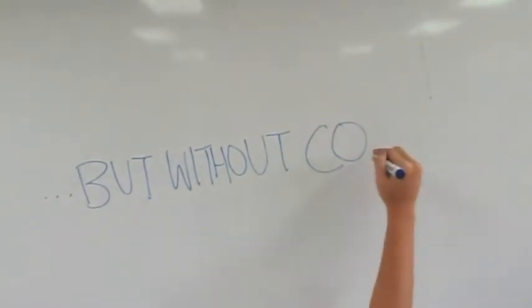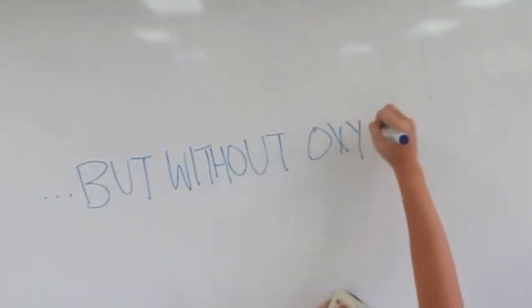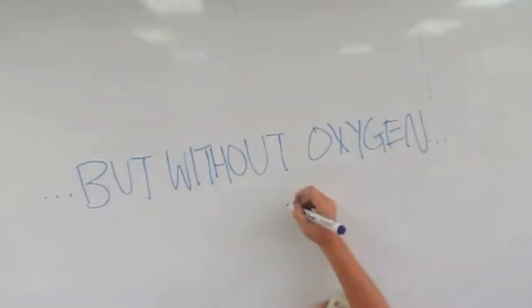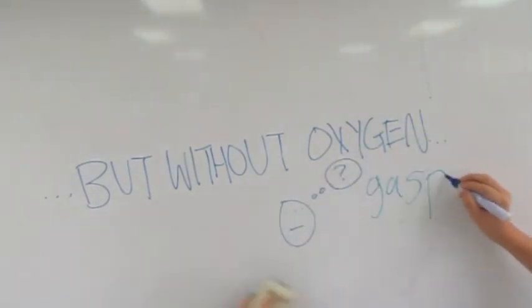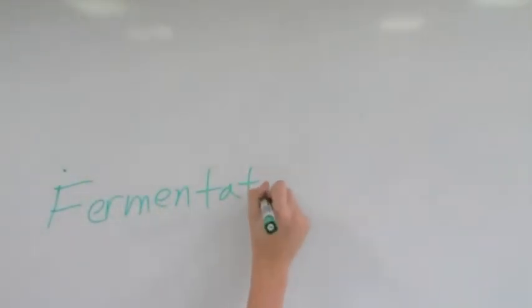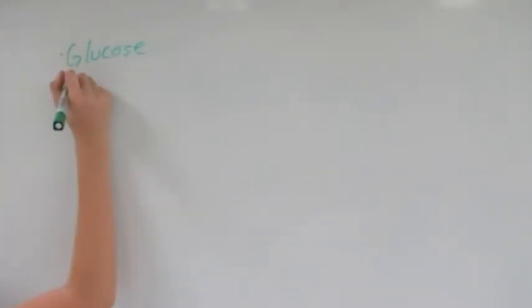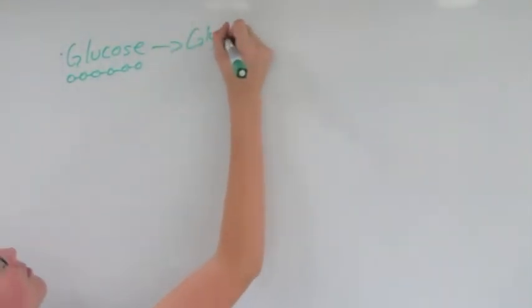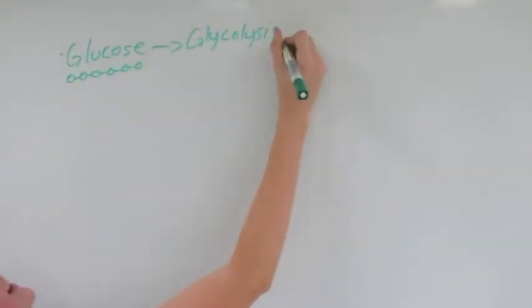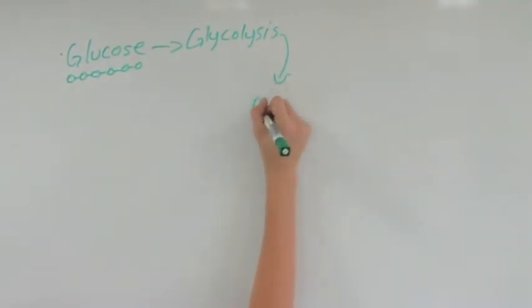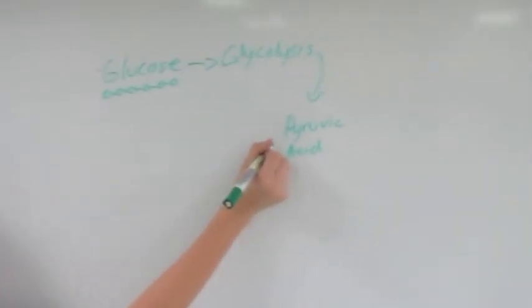But without oxygen, fermentation. Pyruvic acid is converted to lactic acid instead of acetyl-CoA in a process called lactic acid fermentation. After glycolysis, pyruvic acid combines with a proton and a hydrogen atom to produce lactic acid.